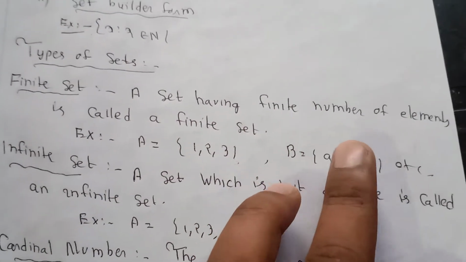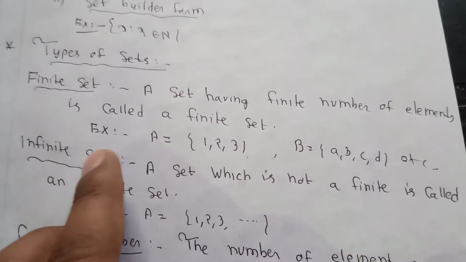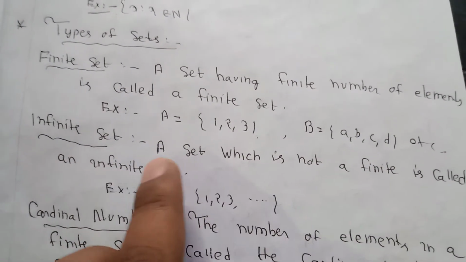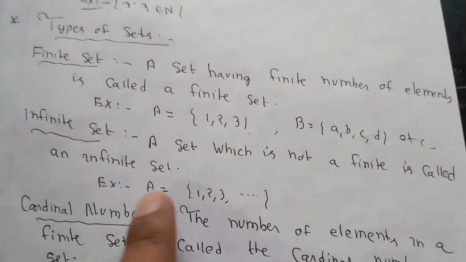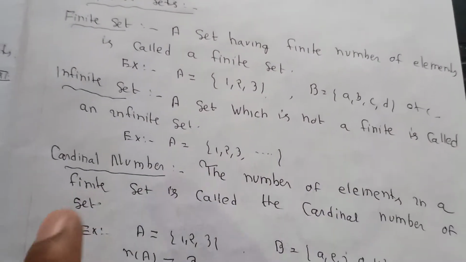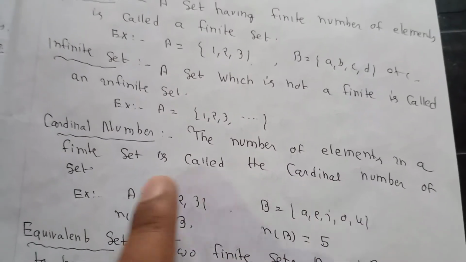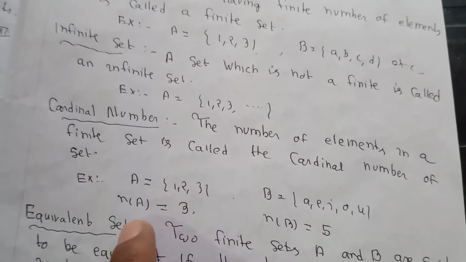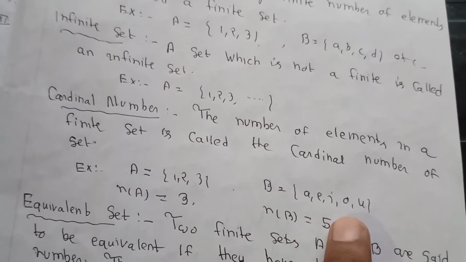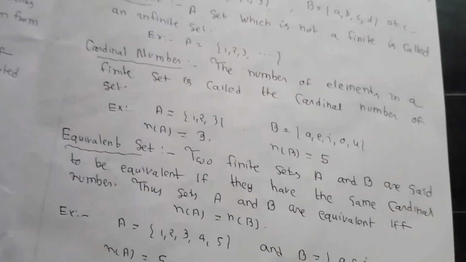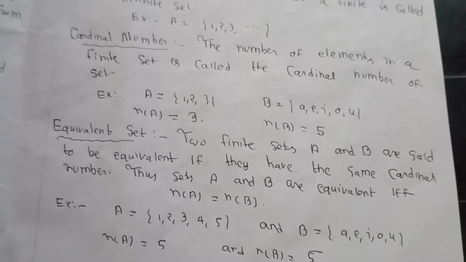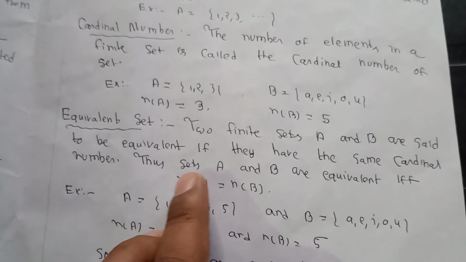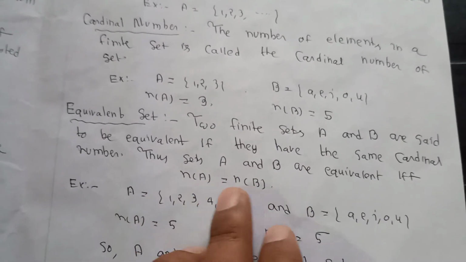Finite set. A set having a finite number of elements is called a finite set. For example, A equals 1, 2, 3, B equals a, b, c, d. Infinite set. A set which is not finite is called an infinite set. Example, A equals 1, 2, 3 and so on. Cardinal number. The number of elements in a finite set is called the cardinal number of the set. A equals 1, 2, 3, then n(A) equals 3. B equals a, e, i, o, u, then n(B) equals 5. Equivalent sets. Two finite sets A and B are said to be equivalent if they have the same cardinal number. Thus sets A and B are equivalent if the number of elements of A equals the number of elements of B.